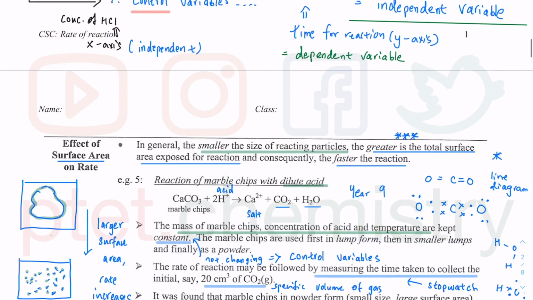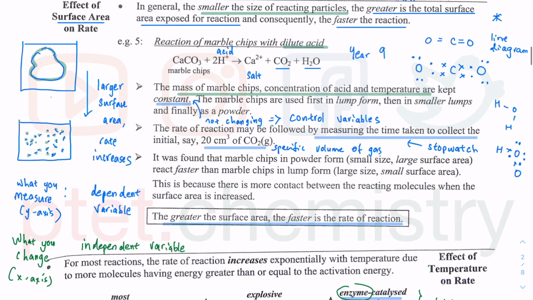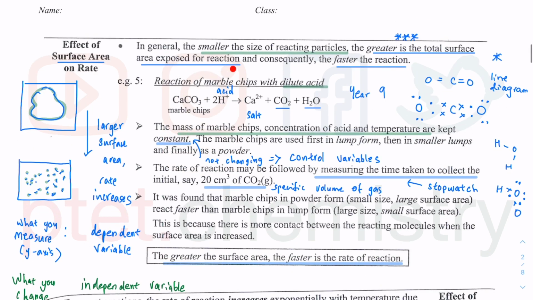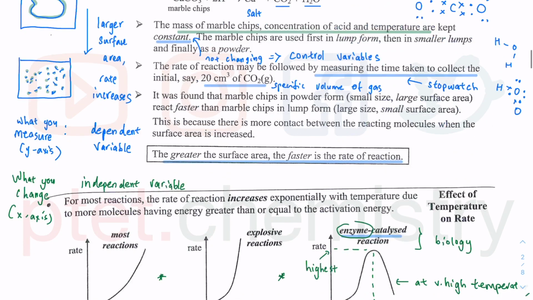Now the second bit was on surface area. The greater the surface area, that is when you crush up a big piece into smaller or finer particles, you expose more of the reacting particles together, and therefore you increase the surface area as you grind them up into smaller pieces. Therefore you will get a faster rate of reaction when you have smaller particles because they have greater surface area, they are exposed for the reaction. Be able to explain this as well.